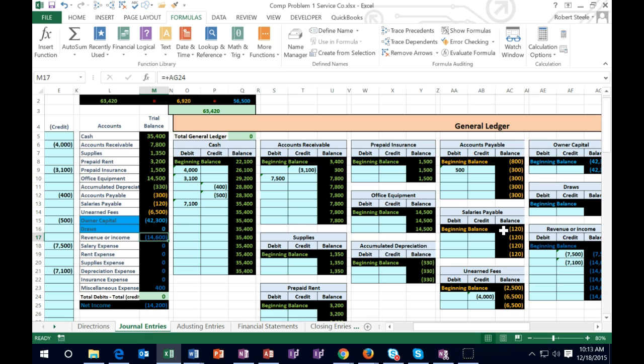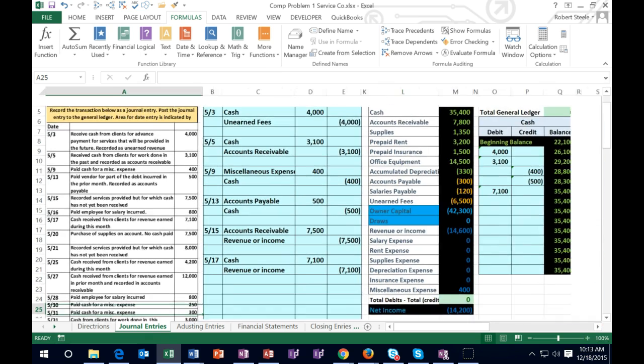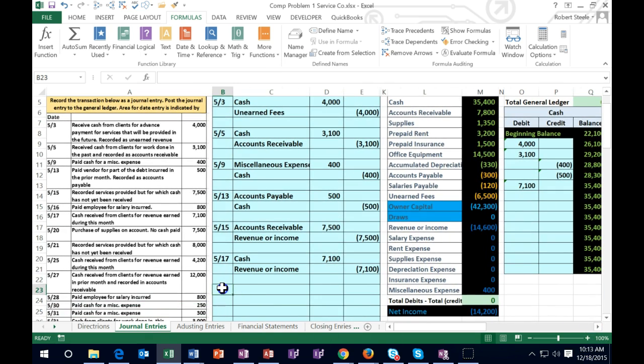What's the effect on net income? Well, net income went up. So now net income is 14.2, which is that 14.6 revenue, what we earned, less the miscellaneous expense of 400 at this time. All right, next transaction, I'm going to make this a little bit larger on the taskbar down here. And we're back to 100%.